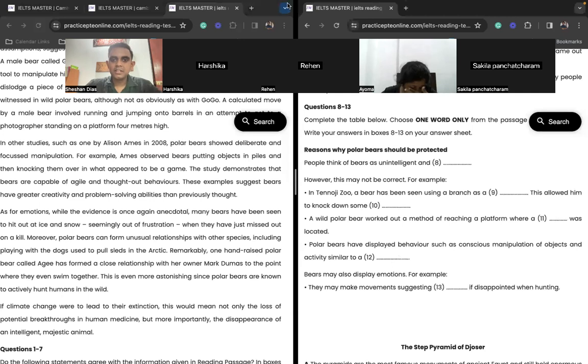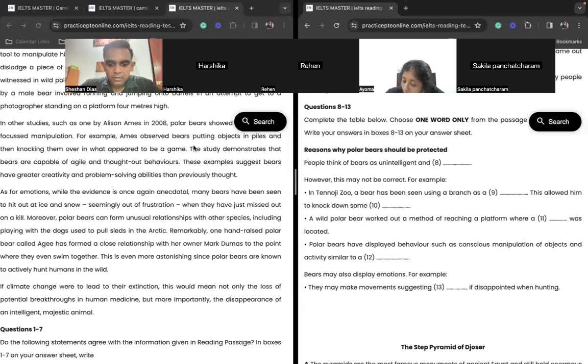Finally, question number 13. Some people have already put the answers. Okay, good. Those of you who have put the answer, you'll see. Bears may also display emotions. For example, they may make movements suggesting... All right, let's read and see. The answer has to be below this part, right? We'll look at emotions. That should be a good word to find. Where is the word emotions? Emotions is here.